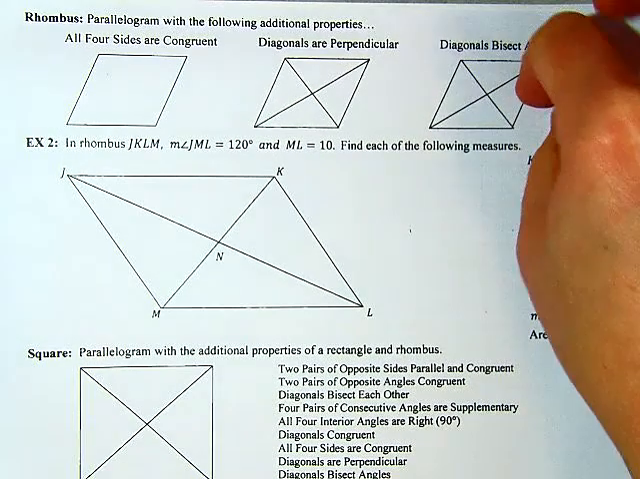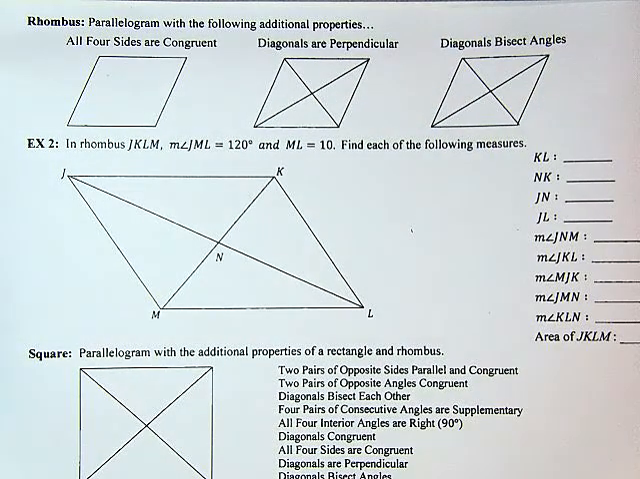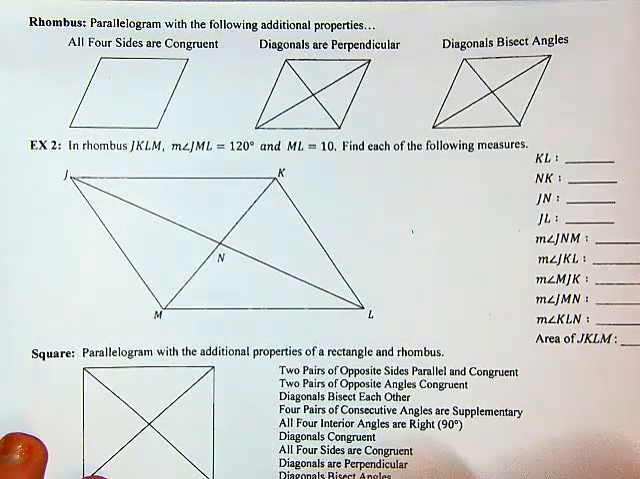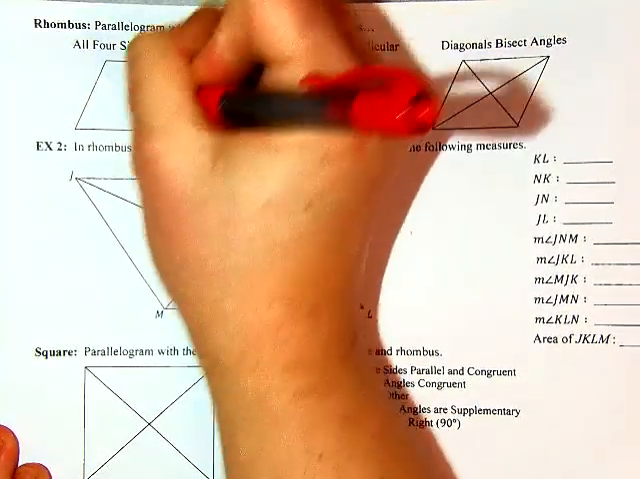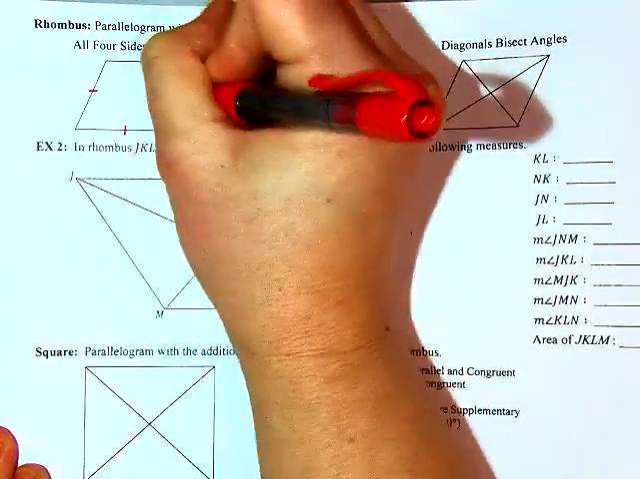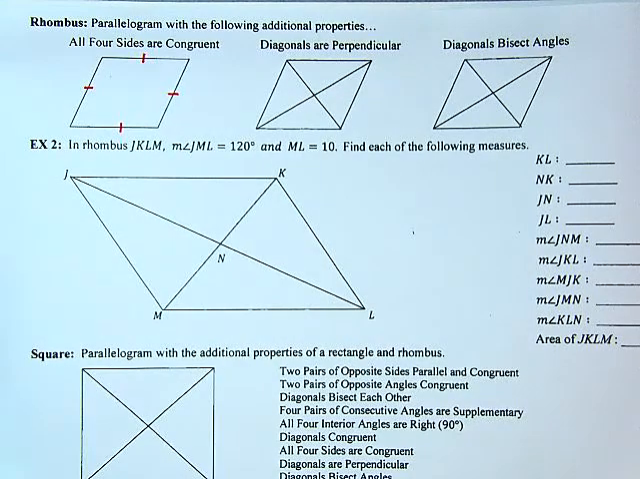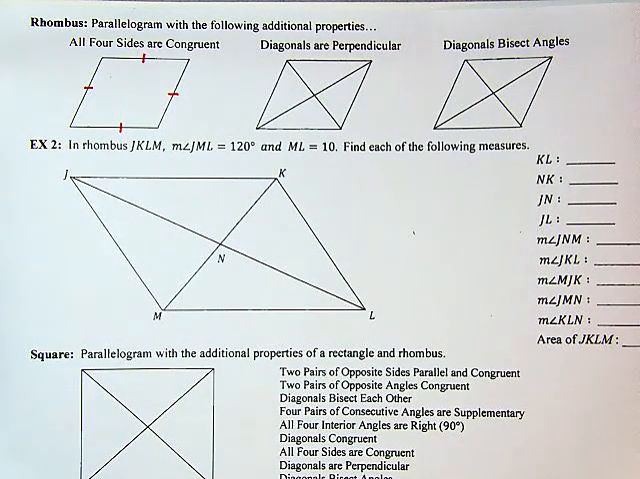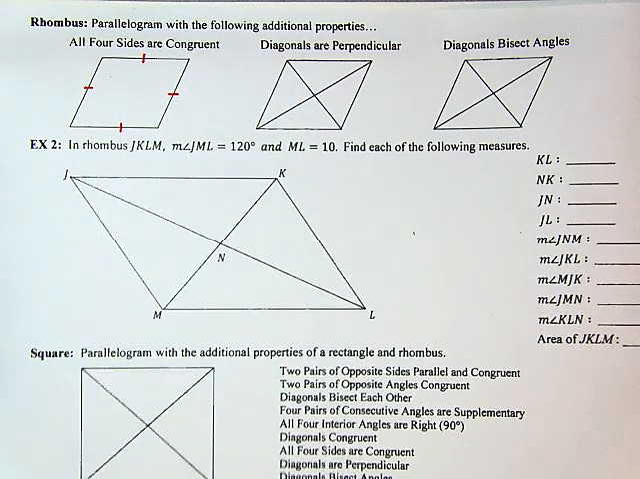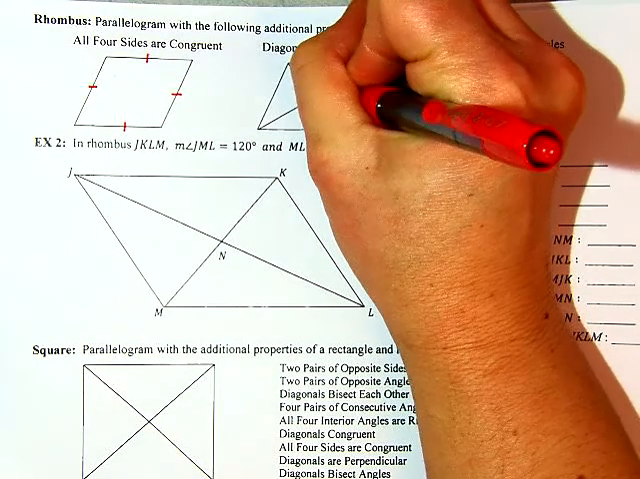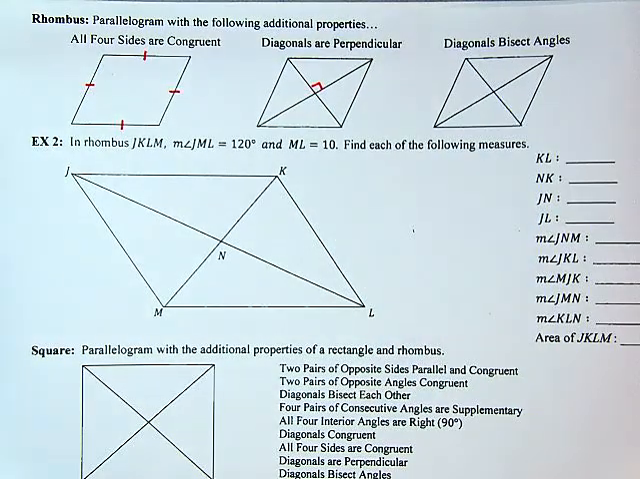So remember that a rhombus is also a parallelogram. It just has a few more properties of its own as well. So it's going to share the parallelogram properties, but in addition, all four sides are congruent. So I'll give every side a single tick mark. The diagonals are perpendicular. So I'm going to draw a little box notation there.